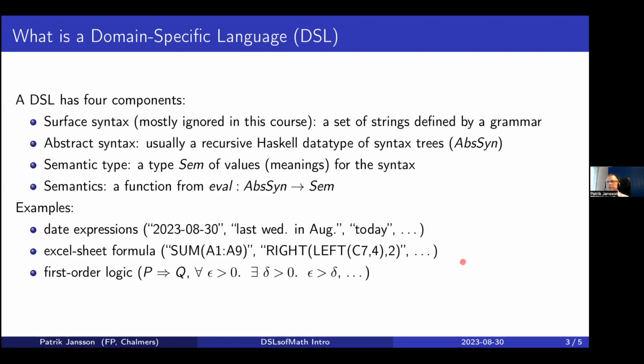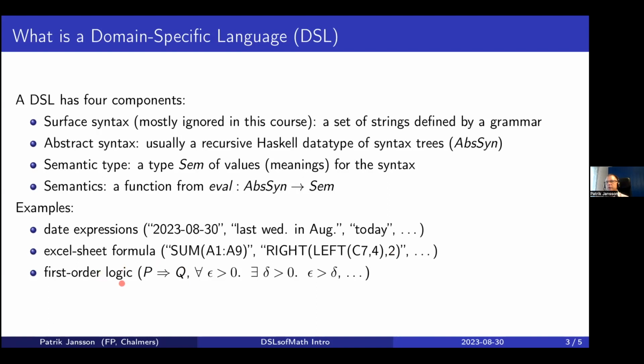Okay, next example, a domain that you can code up is Excel sheet formulas. If you haven't worked with Excel, here are some examples. The sum of the cells A1 through A9, or the right part of the left part of cell C7 if you want to do some string calculations, and so on. That's also a specific domain, and the semantics there is perhaps a function from an array of cells into the value of the cells.